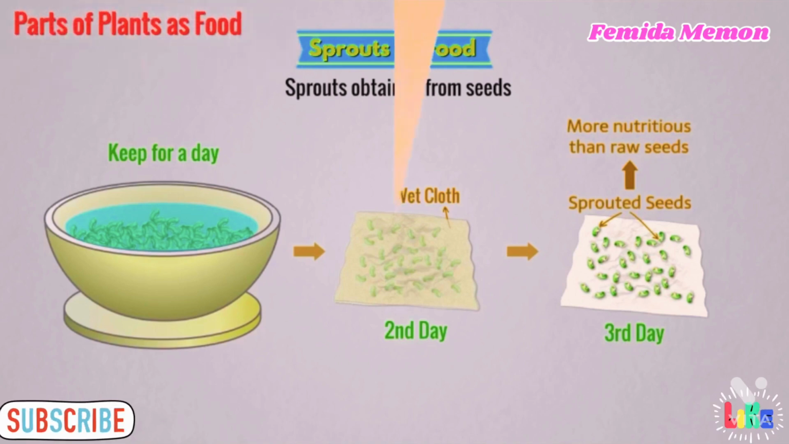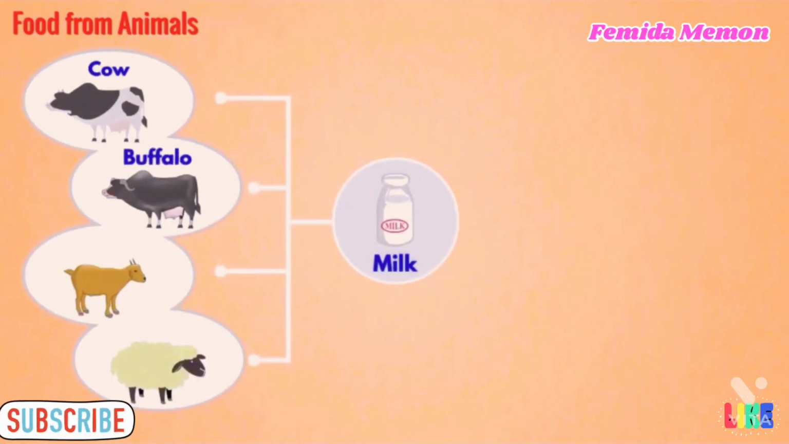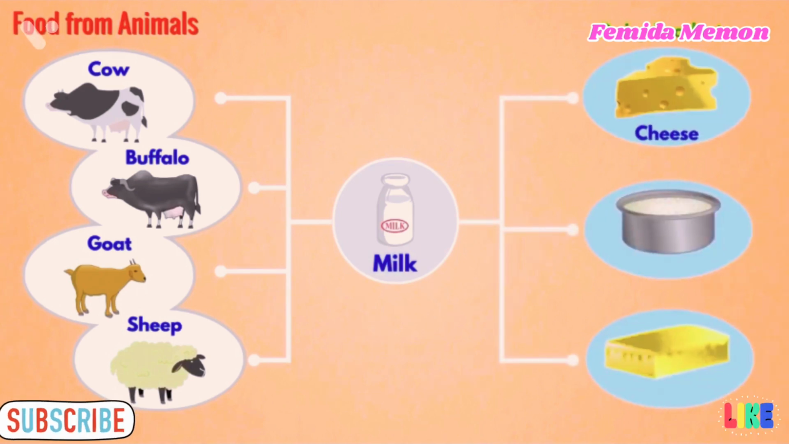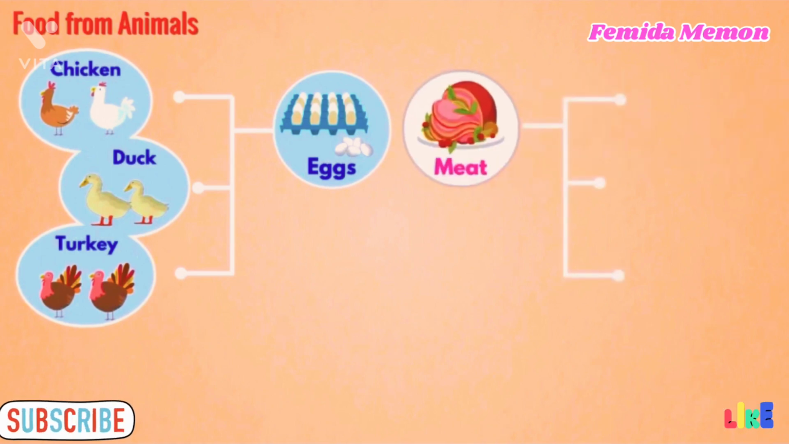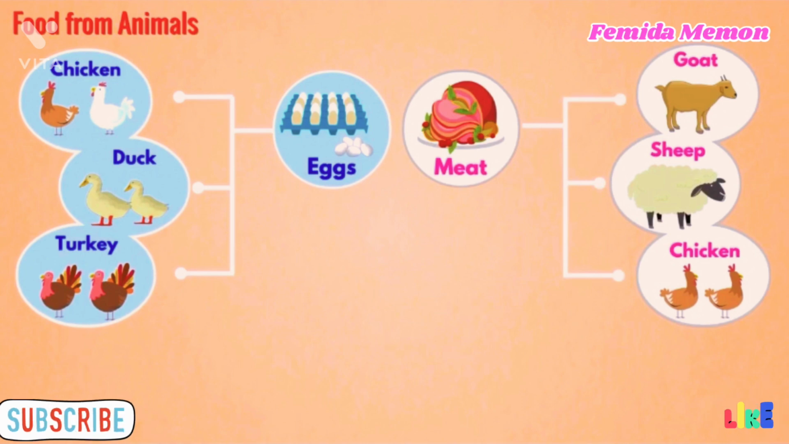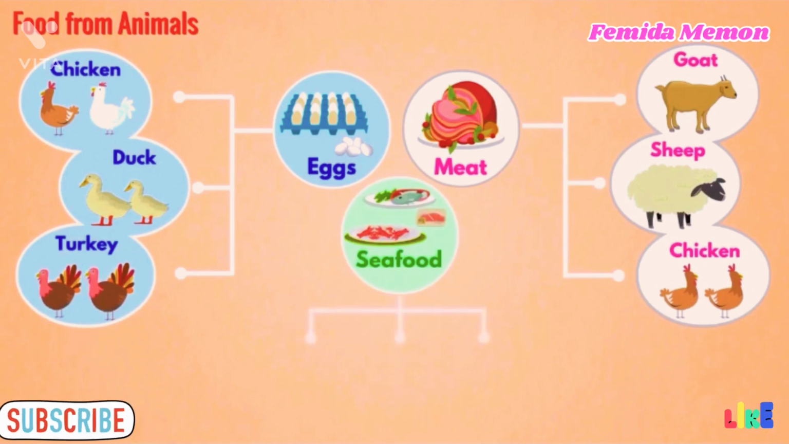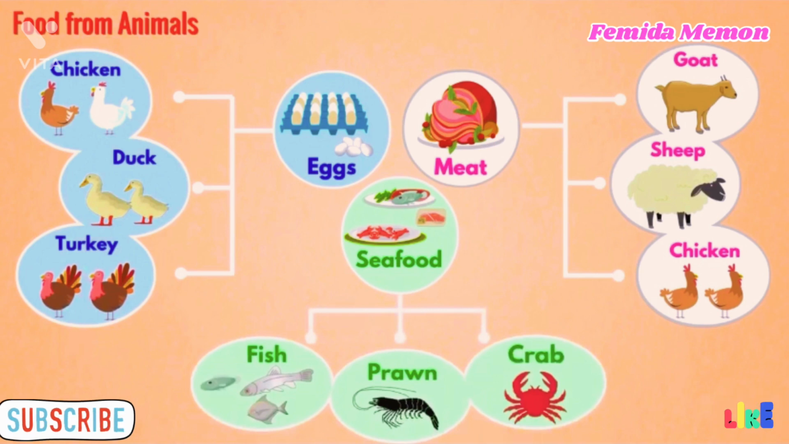Till now, we spoke about plant parts as food. Now we will understand how we obtain food from animals. We obtain milk from animals such as cow, buffalo, goat, sheep, etc. From milk we prepare various dairy products such as cheese, curd, butter, etc. We obtain eggs from chicken, duck, turkey, etc. We obtain meat from goat, sheep, chicken, etc. Most of the population rely on seafood. Seafood is obtained from fish, prawns, crabs, etc.